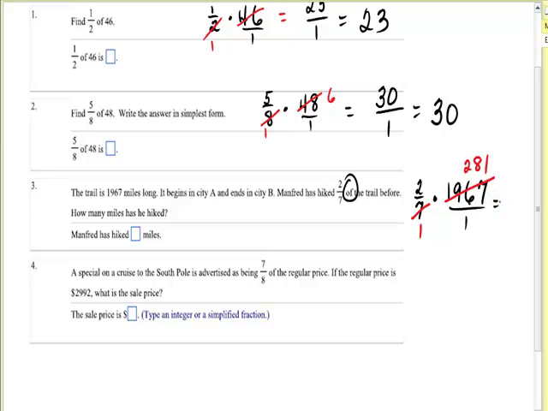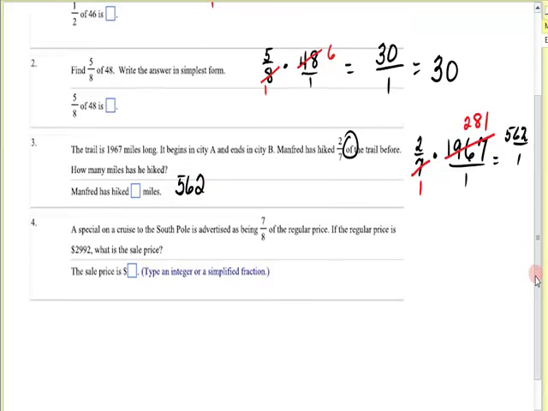So now multiply, and I get 562 over 1, or 562 miles.